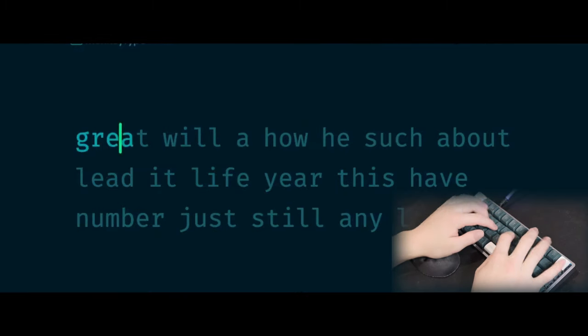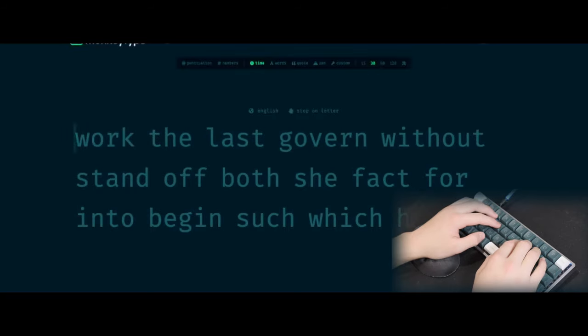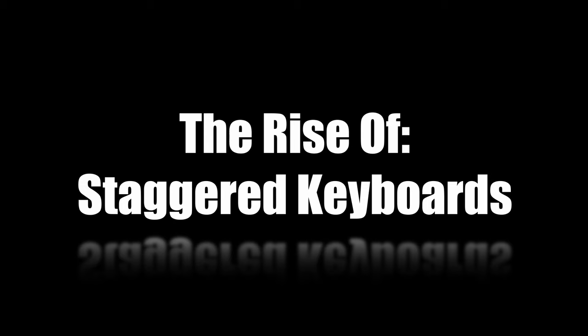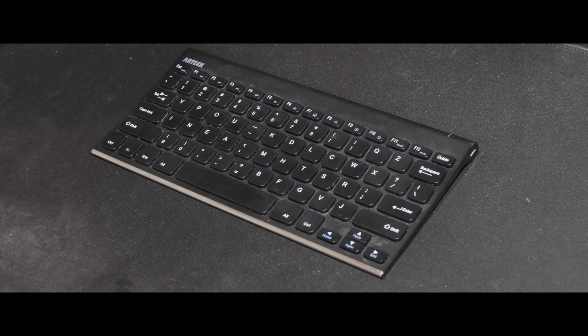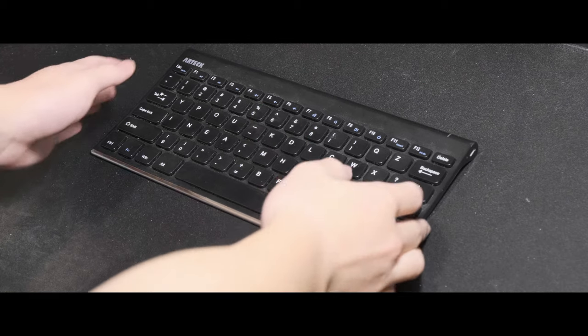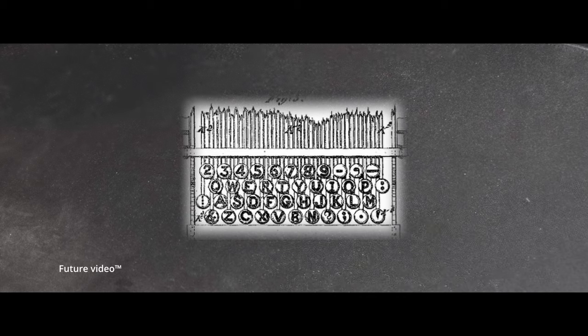Why do these exist? Well, in order to answer that, we need to talk about the rise of staggered keyboards. Take a look at your keyboard. Assuming you're not using one I already mentioned, you will notice that each row is slightly staggered from one another. Why is this the case? Well, this is very similar to the QWERTY layout.